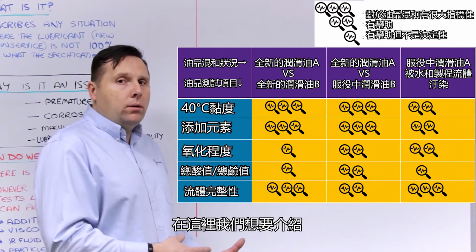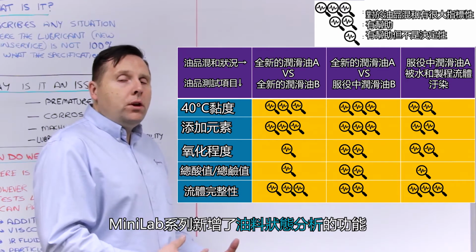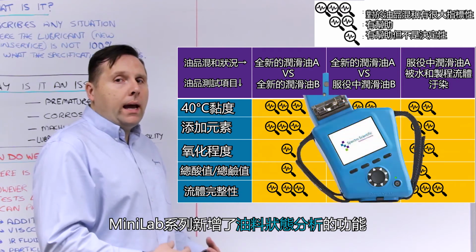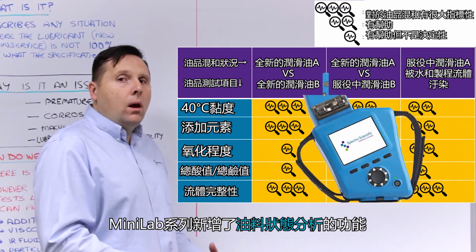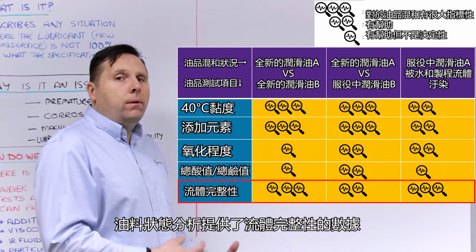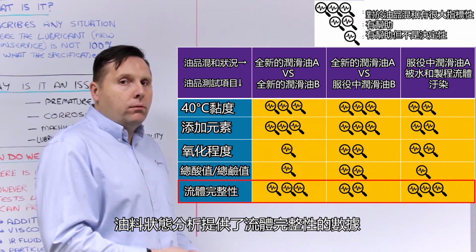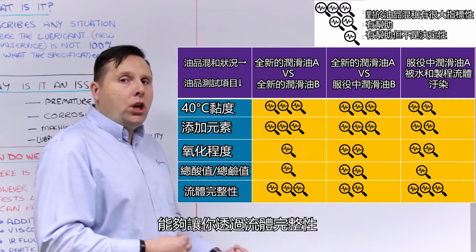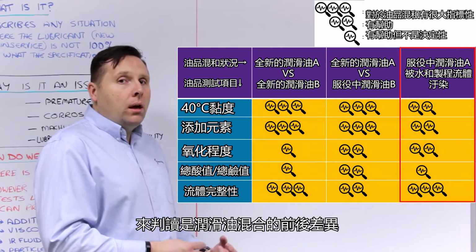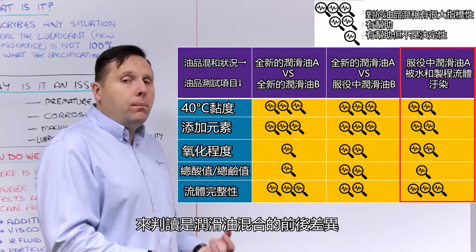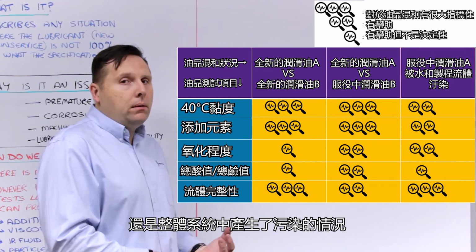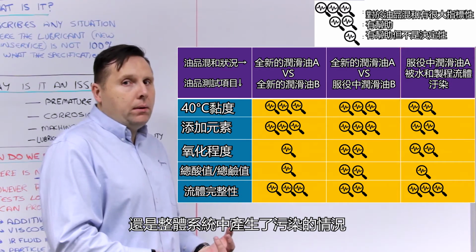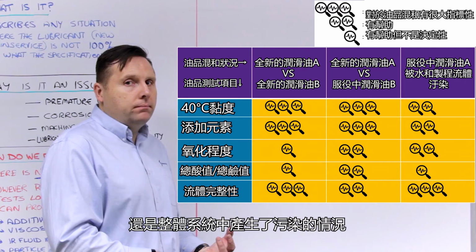One thing we want to bring to your attention is this new feature that we have on the mini lab systems with Fluid Scan, where the Fluid Scan now offers you a fluid integrity reading, which allows you to be able to see a change that occurs possibly due to fluid mix-up, but of course it can also be changed because of normal contamination that may be present in the system.